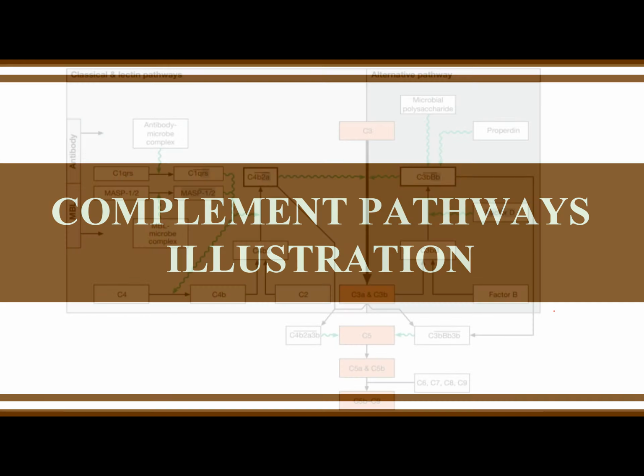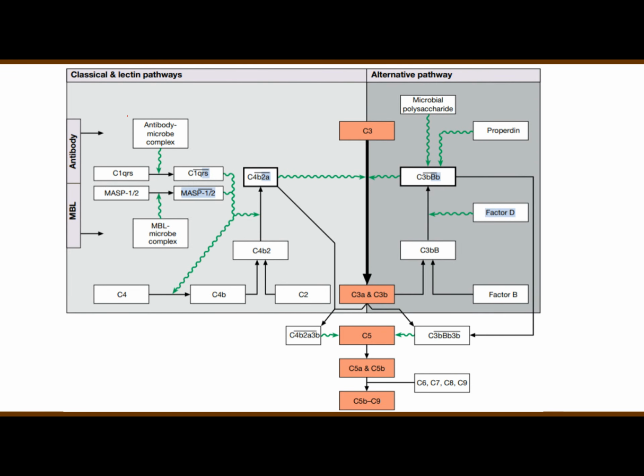Now, para mas maintindihan nyo to, class, ito. This is the classical and lectin pathway. This is the alternative pathway. Now, if you try taking a look, this is how it starts. So it would start for the classical, yung C1qrs. For the lectin pathway or the MBL pathway, it could be the MASP starter. Now, if you take a look at this, class, all of the pathways, even the alternative pathway, they would all meet with C3. C3, class, is the key component of all your pathways.